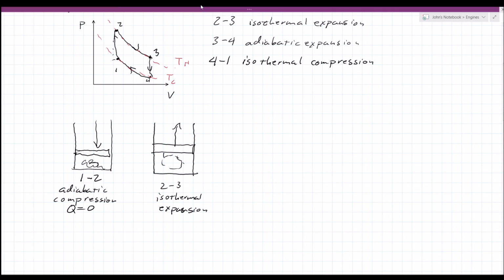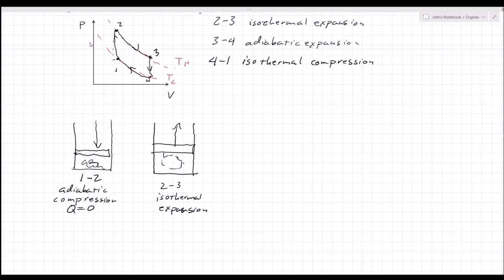This is the process where heat is added to my system. My temperature does not change. If you remember my first law, delta U is equal to Q minus my work. If my temperature does not change, my internal energy also does not change. Therefore, my delta U is 0, and any heat added is equal to my work.